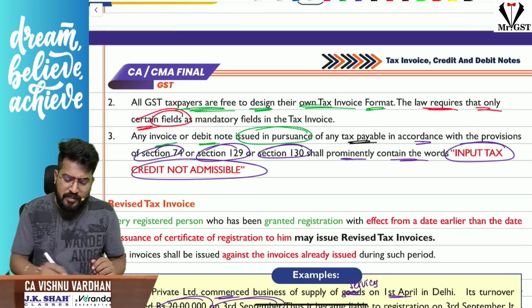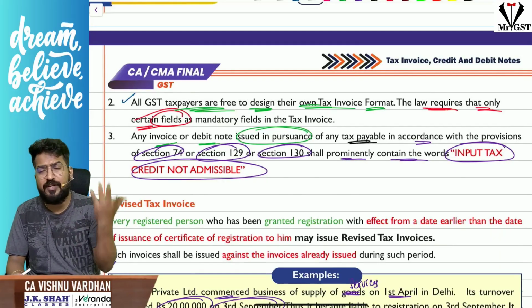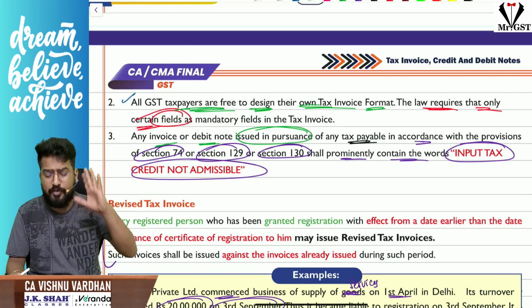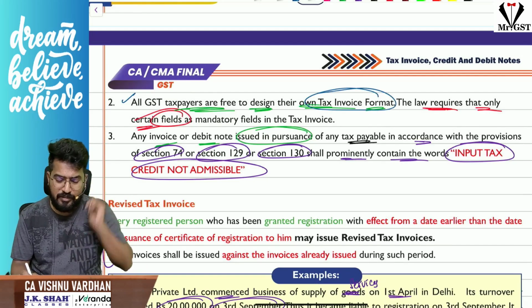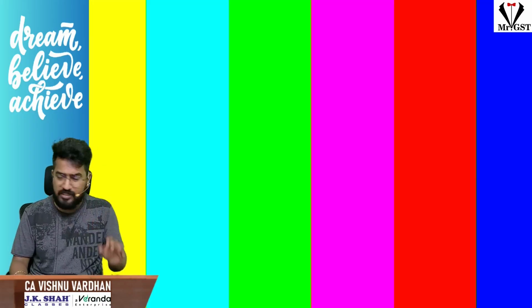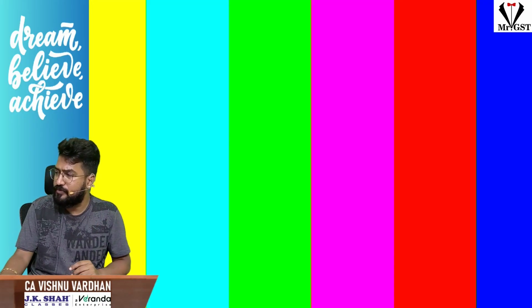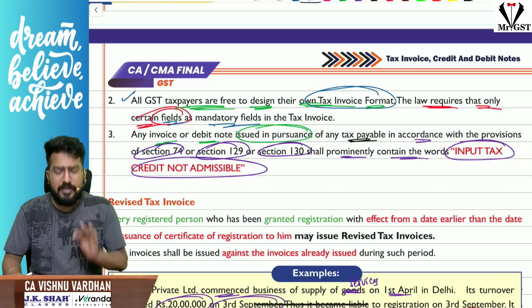Okay, next. Sir, is there any particular specific format for the tax invoice? Nothing like that. You are free to use your creativity. However you want to design, you design your own tax invoice format. The only thing the law requires is the particulars of the tax invoice we have discussed. They are the mandatory fields. If those mandatory particulars are there, then it is more than sufficient.